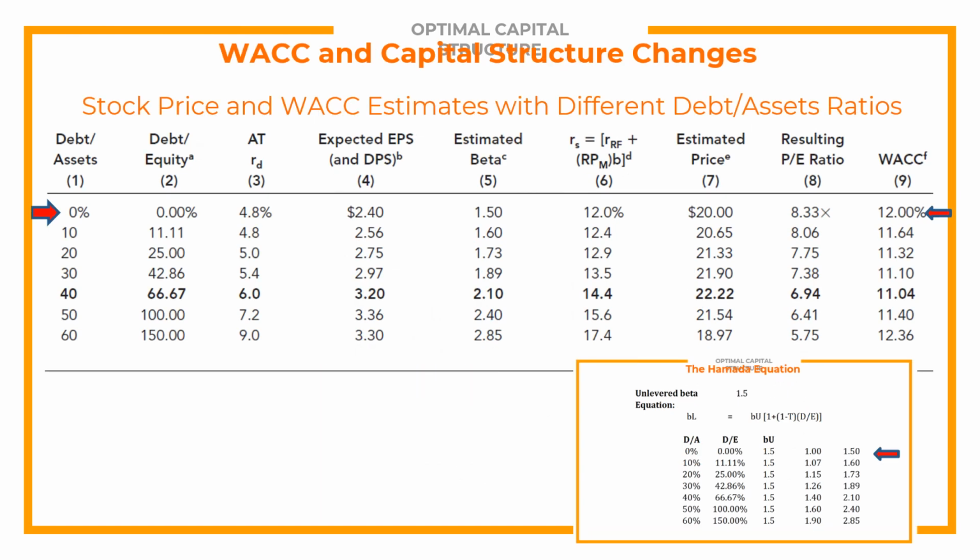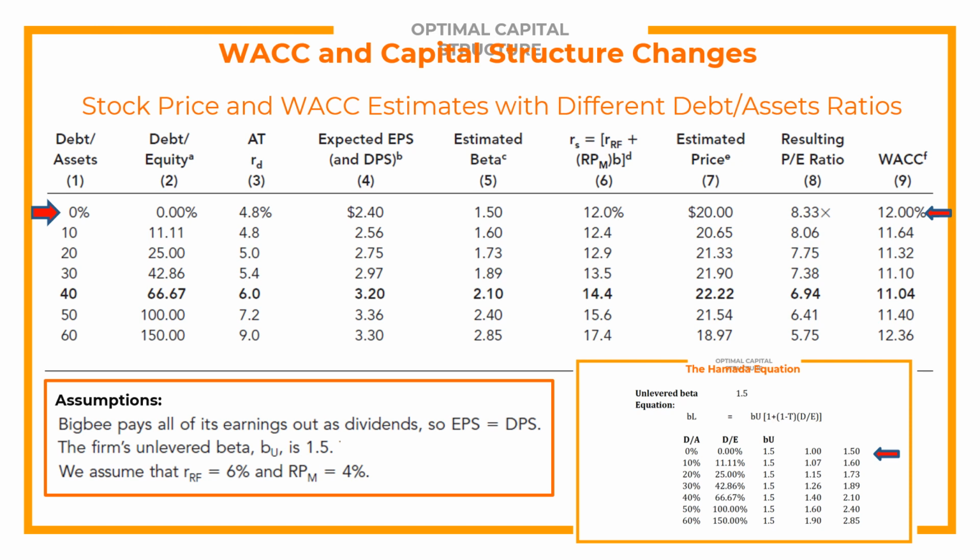Okay, so let's try again to compute. So again, we have their assumptions. Our earnings are paid out as dividends, everything, no? So our earnings per share would equal our dividends per share. Our unlevered beta is 1.5, and we have the assumption for the CAPM equation. So we have computed already a while ago the levered beta. Okay, so we will use this beta here in this last column to get the cost of our equity.